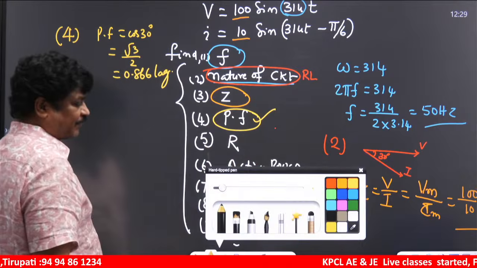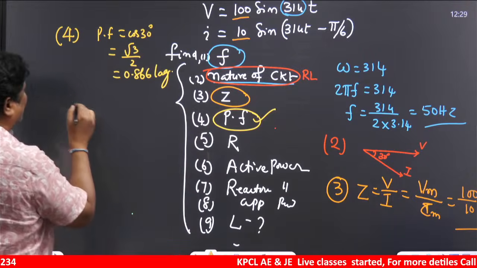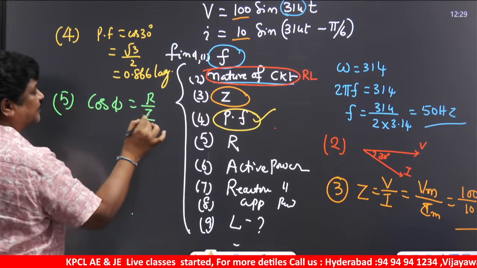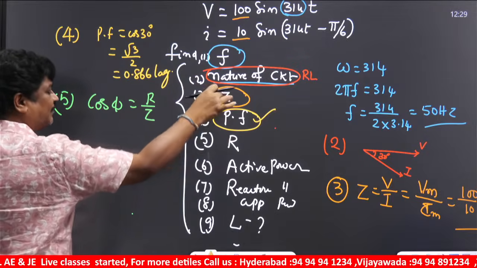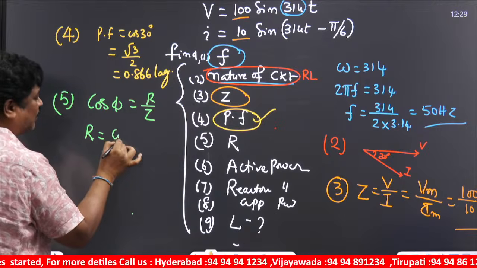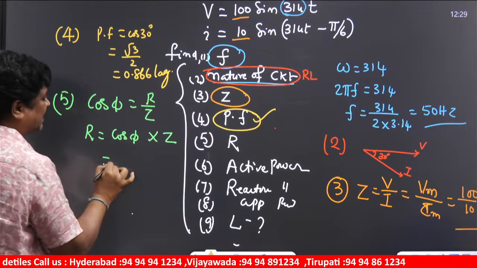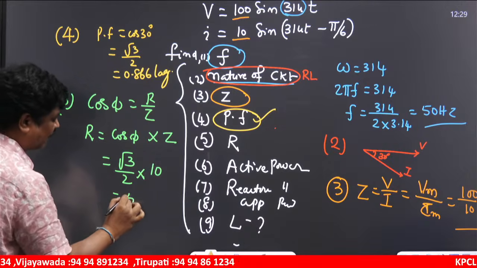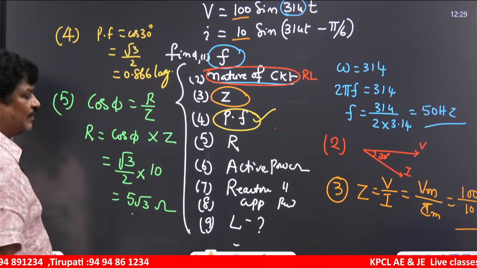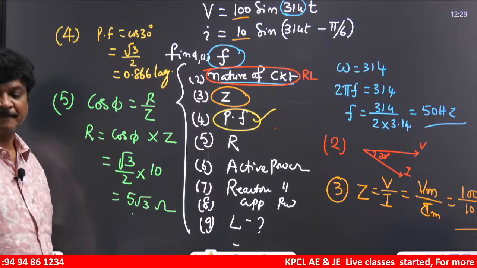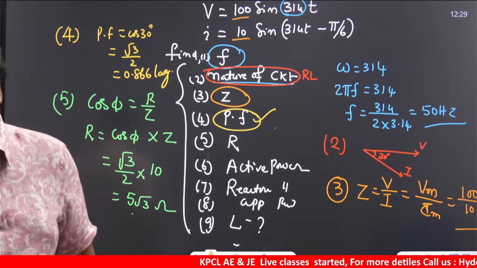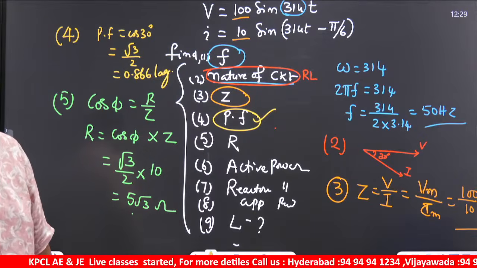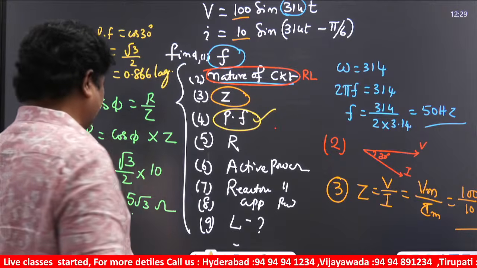Resistance we want to find. How to find the resistance? We know formula for power factor, cos phi is equal to R by Z. Z already we found, cos phi already we found, we can calculate the R. R is equal to cos phi into Z. What is cos phi? Root 3 by 2 into Z is how much? 10. That is 5 root 3 ohms. It is over. Clear all of you? 5 root 3 ohms.